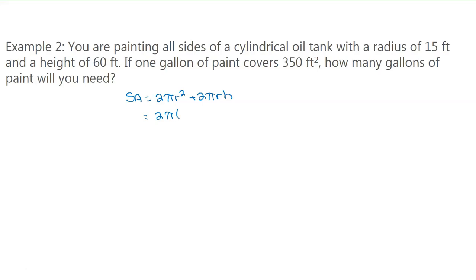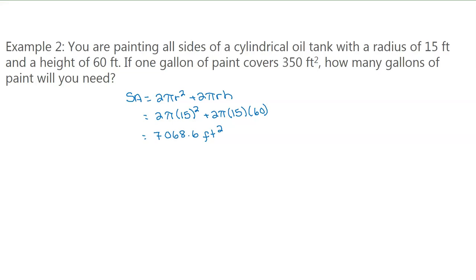So we have 2 pi. Now the radius is 15. The radius is 15 again, and the height is 60. So you can put this in your calculator. You can use your pi button or 3.14. So I got 7,068.6 feet squared for the surface area of the cylindrical oil tank.